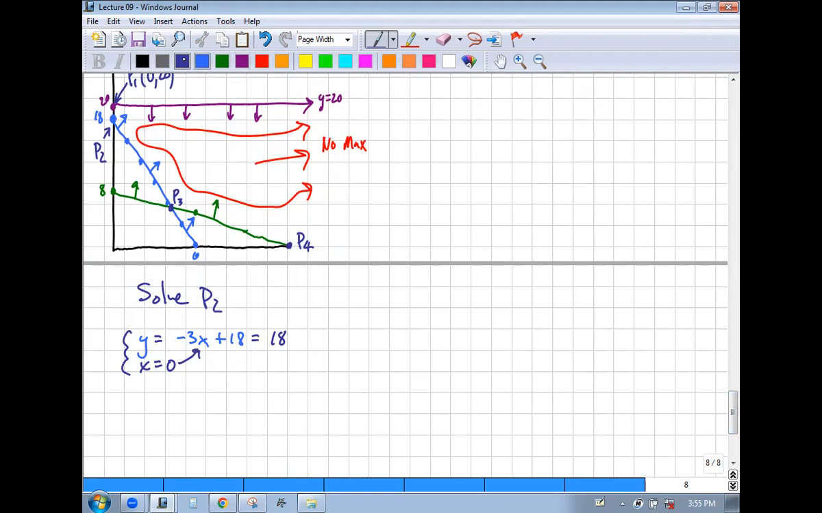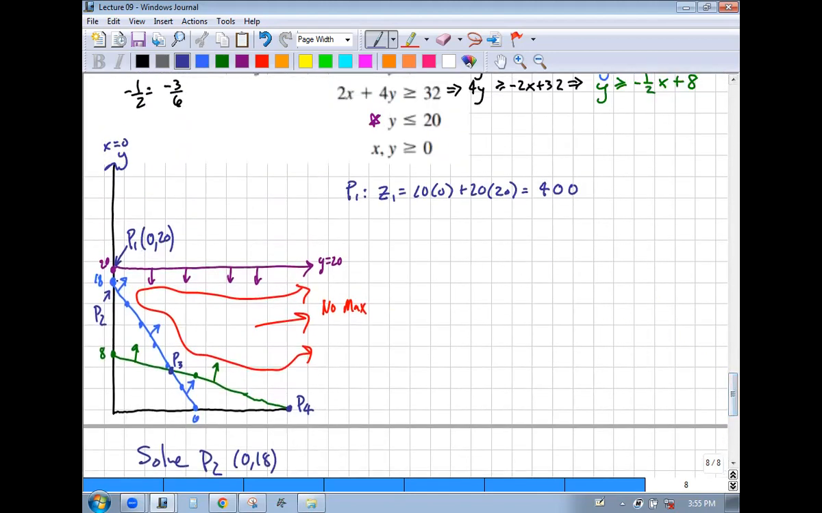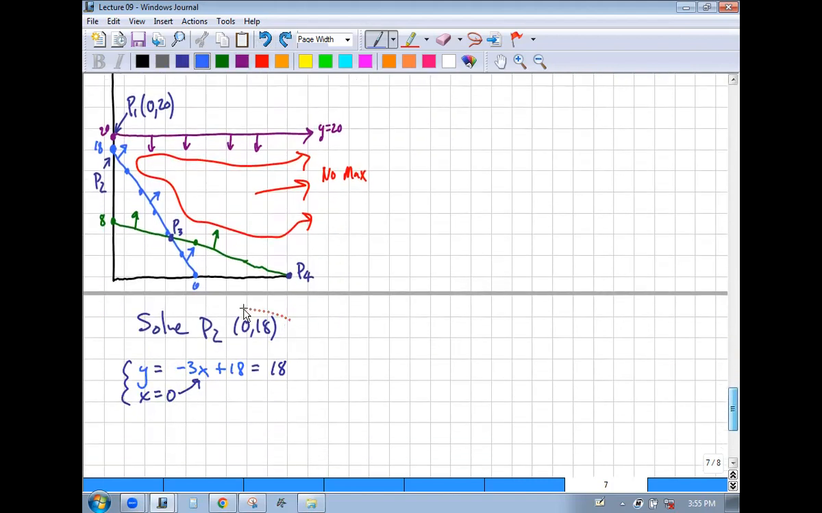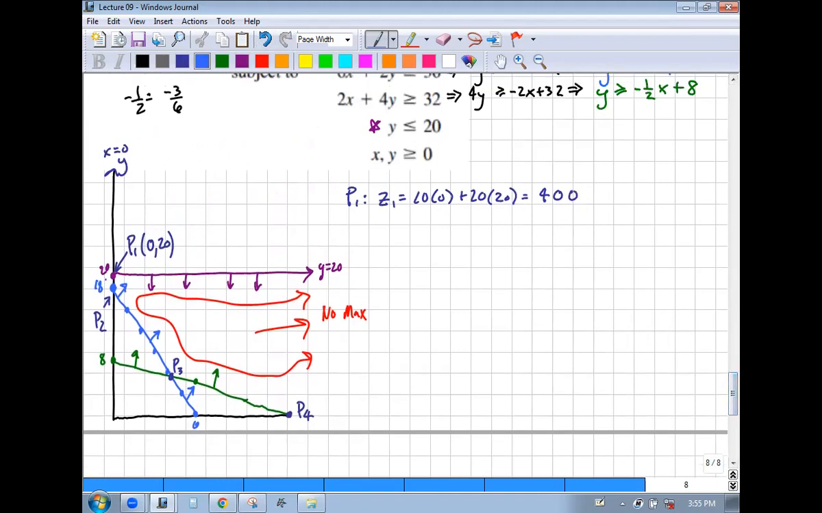So P2 is simply 0, 18. Right? That's an easy one to find. Yeah, we can see it right there. 18, right? We didn't have to do any math. We should have just been able to write that down. Does that make sense? We could just write that point down without having to solve the system. We could see the Y value is 18. We already labeled it. And obviously X is 0 because we're on the Y axis. So we didn't have to solve. We just know it's 0, 18.